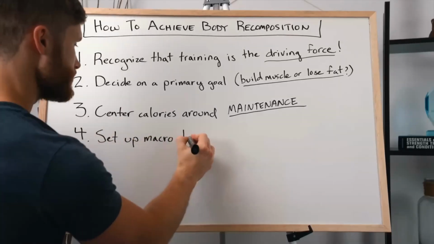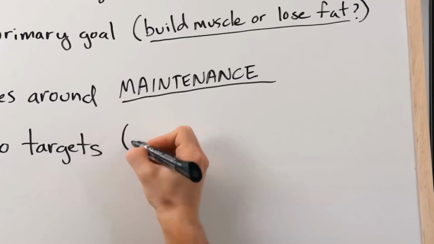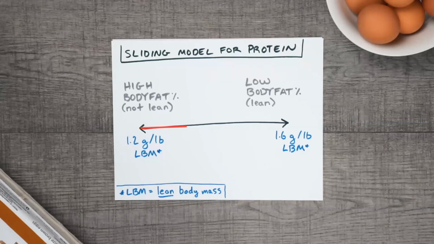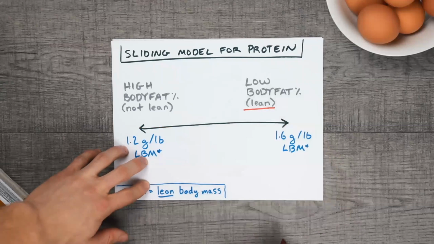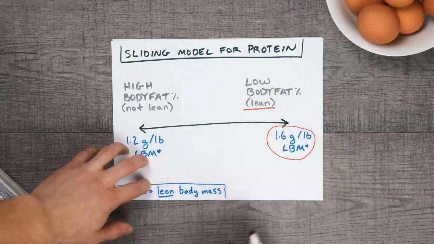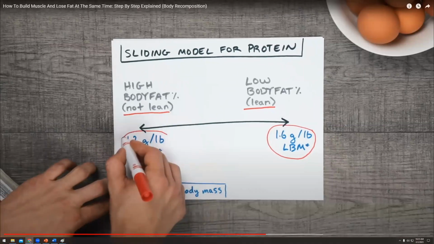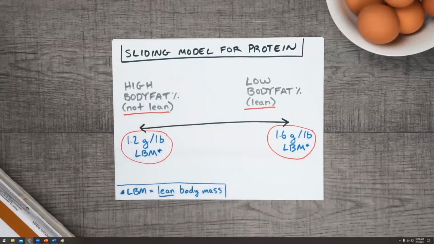Next, you need to set up your macronutrient targets, starting with protein, the most important macro for recomposition. In the book, we recommend a sliding model for protein intake based on lean body mass, where the leaner you are, the closer you should be to 1.6 grams per pound of lean body mass, and the more body fat you have, the closer you should be to 1.2 grams per pound of lean body mass.